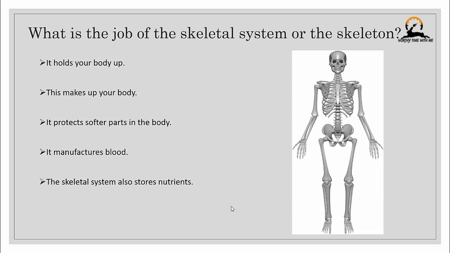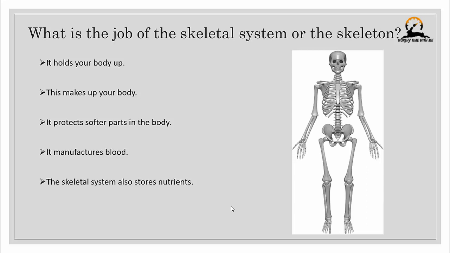The skeleton also makes up your body. What do I mean by this? I mean that without the flesh or the muscles or the organs, the skeleton would still be standing there, which means it makes up your body. The skeleton also protects softer parts in the body, such as organs, liver, pancreas, digestive organs, stomach, and etc.